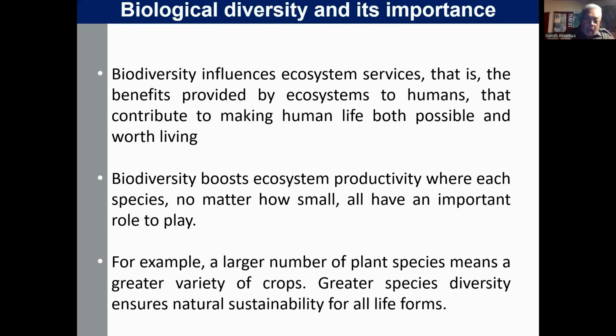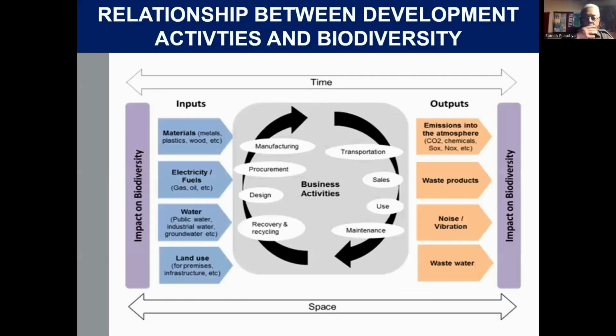However small, every species has an important role to play in an ecosystem. For example, a larger number of plant species means a greater variety of crops. Greater species diversity ensures natural sustainability for all life forms.